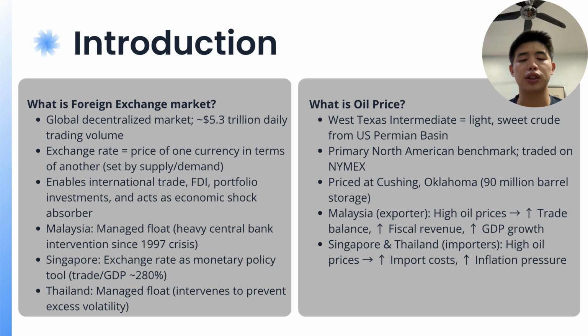to prevent excessive volatility. Next, let's discuss the oil price benchmark used in this study, the West Texas Intermediate or WTI crude oil. WTI is a premium grade of crude oil produced in the United States, specifically from the Permian Basin in Texas. It is considered light and sweet, meaning it has low density and low sulfur content. WTI serves as the primary oil price benchmark for North America and is the basis for futures contracts traded on the New York Mercantile Exchange. It is priced at the Cushing, Oklahoma trading hub.